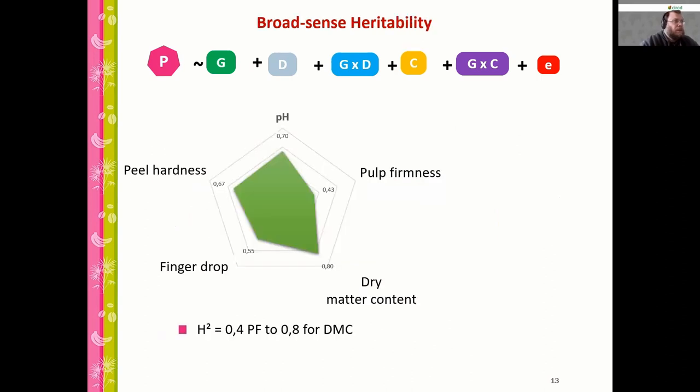After that, we calculated the broad-sense heritability, just to show that our traits were heritable. The best ones were obtained for dry matter content and also for pH and peel hardness, which is consistent with the results that we just have seen. And the last important result is for pulp firmness also.